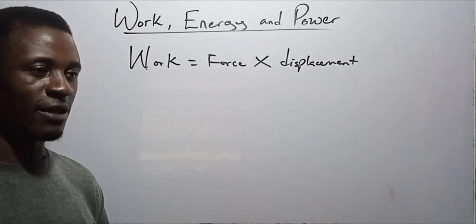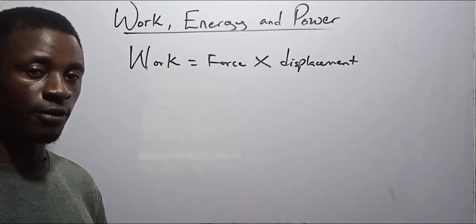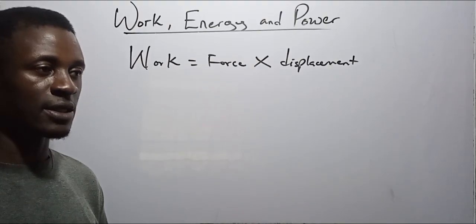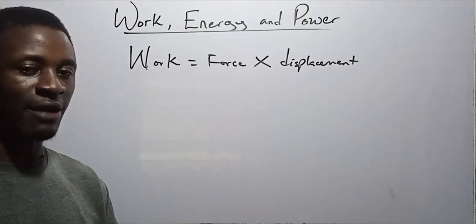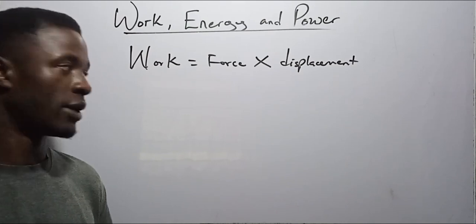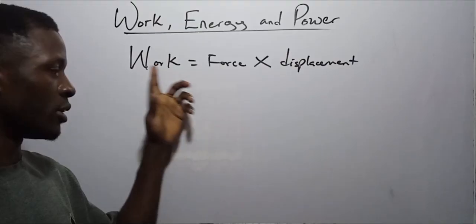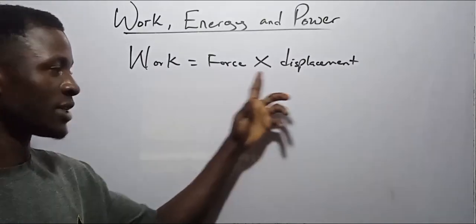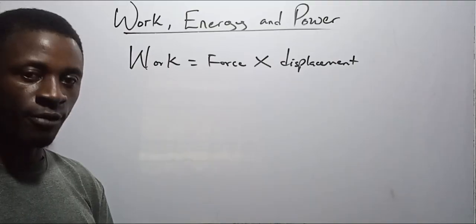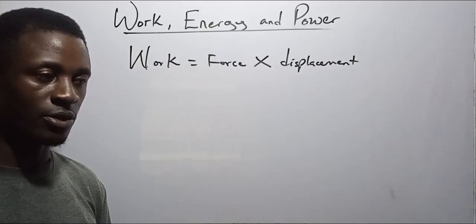If I apply a force, I will show you different cases of application of force on an object, and I think we have five. You will see how force affects the speed of an object, or how force affects the kinetic energy of an object. But generally, work is equal to force times displacement. We say that work is done when a force applied on an object causes the object to move or to change direction.